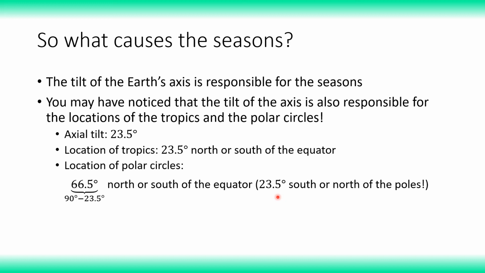The axial tilt dictates where the subsolar point can fall, like the area that it's restricted to, and the areas of the planet where you could get 24-hour days and 24-hour nights. So if the axial tilt was different, the locations of the tropics and the polar circles would also be different. So that's just a fun little tidbit there.